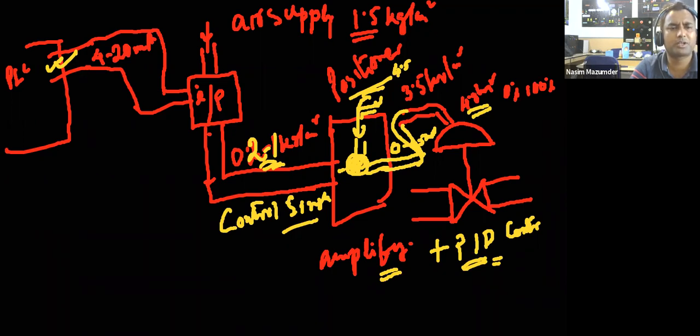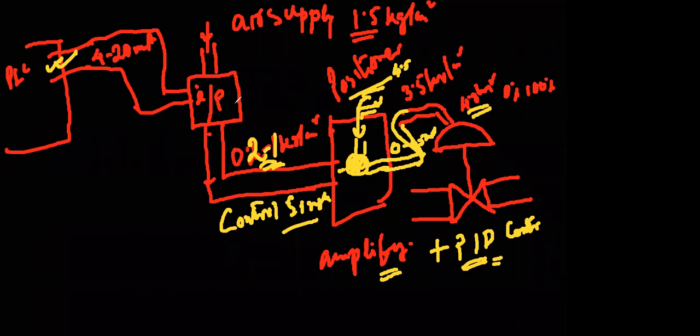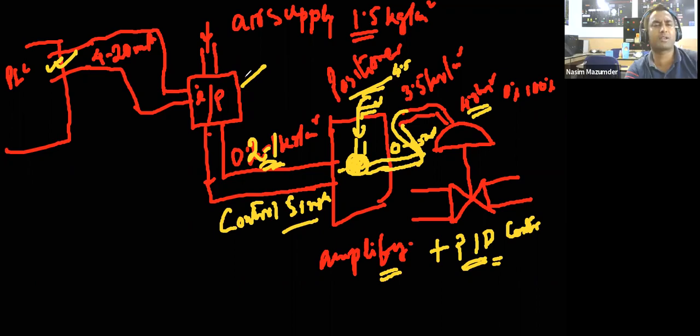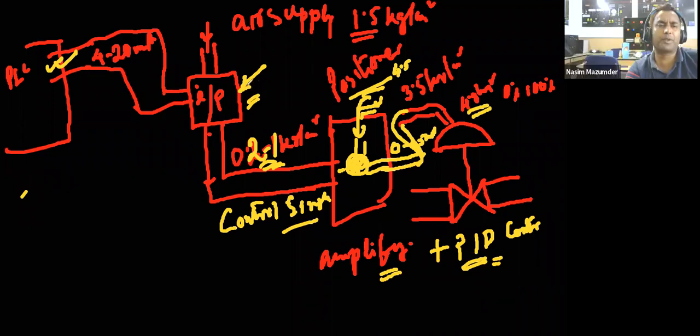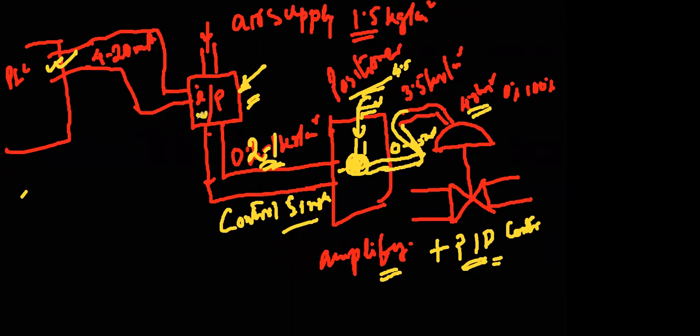Flapper nozzle arrangement. Yes, Vivek, the flapper nozzle assembly is there inside this, your I2P converter. Sir, please explain PID a little. So the flapper nozzle assembly is inside this I2P converter.